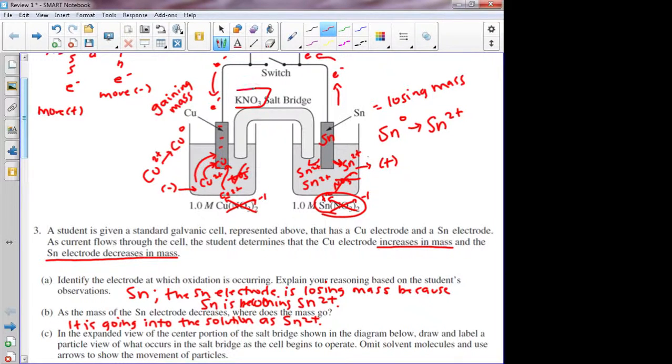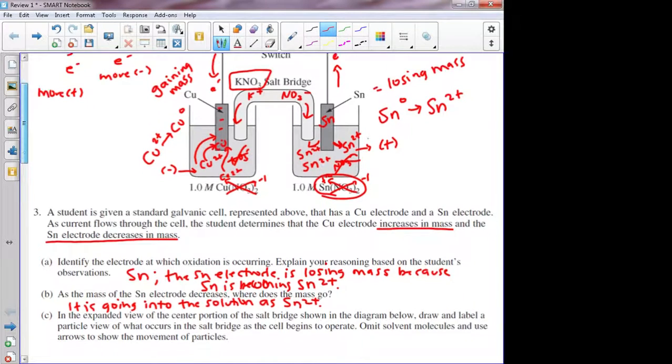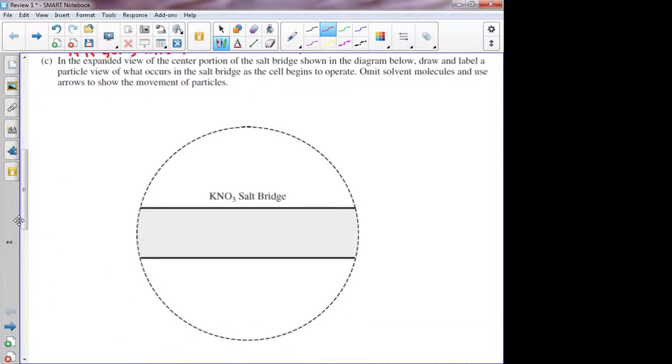Negative. So my salt bridge is made out of KNO3, so what's going to go in this side? NO3 negative, right? And what's going to go into this side? K positive. Do we see that? Yes?